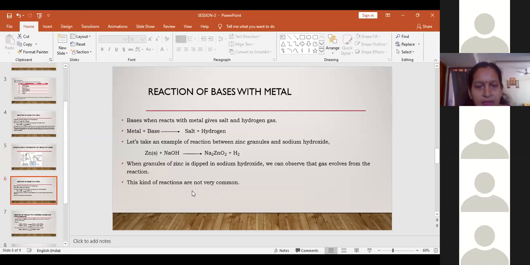Why are reactions of acids with bases not very common? Ma'am, because they usually don't react. Why don't they react? Obviously, they don't react. That's why it is not common. Okay. Metals are less reactive than the elements that are associated with the base. So the displacement reaction can't take place. Hence, the reactions are not very common.